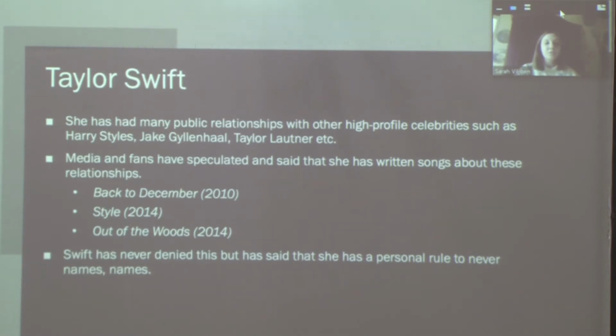Now, the reason I use the words speculated and rumored is due to the fact that Taylor Swift has never denied she's written songs about her relationships, but she has said multiple times in interviews and in public and to media that she has a personal rule to never name names, meaning she has a personal rule to never say out loud who a song is about. And so therefore, media and fans can only speculate who these songs are about. They have no concrete proof.